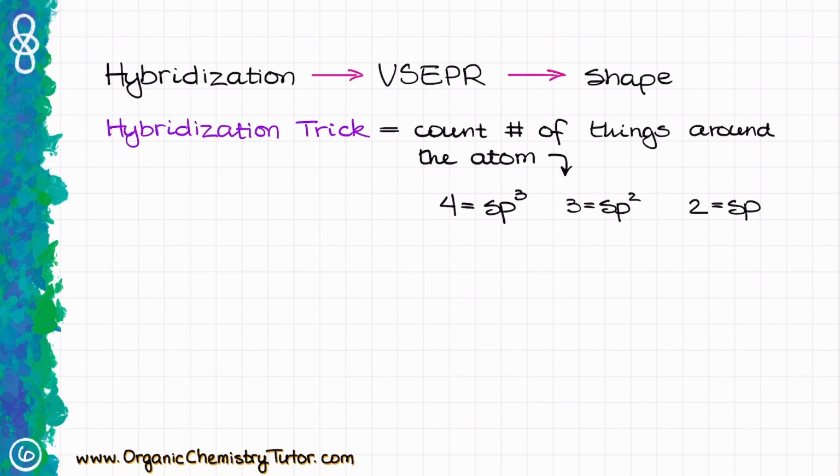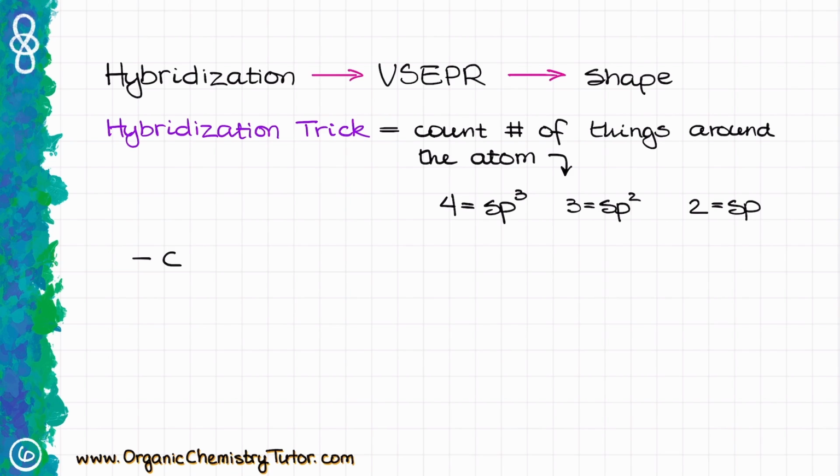You just count the number of things around your atom of interest, and if you have 4 things, that's going to be sp3 hybridized species, 3 things sp2 hybridized species, and 2 things are going to be sp hybridized things. And by things here, I mean electron pairs or other atoms. So let me demonstrate that with a simple example.